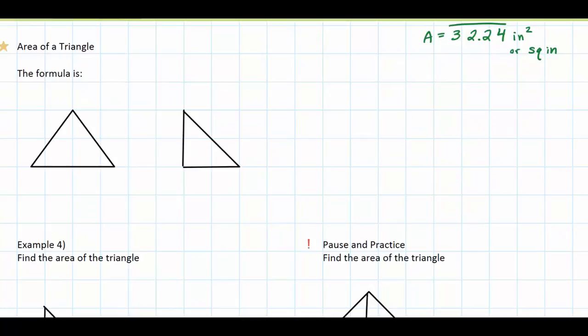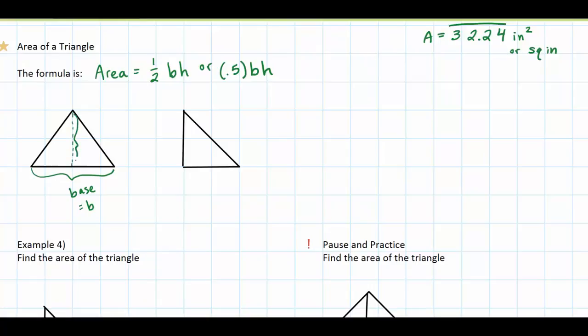Area of a triangle. The formula for the area of a triangle is area equals 1/2 base times height, or 0.5 times base times height. Remember, this is the base, and then this is the height. And this is the height, and this is the base.